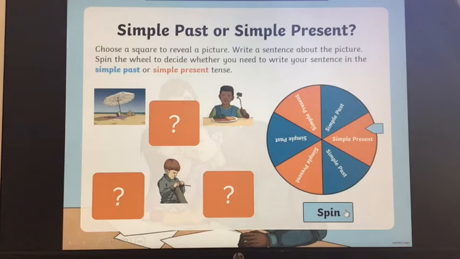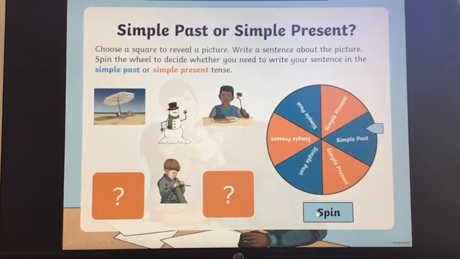I'm going to write, Pete knits every weekend. Pete knits every weekend is something he does often. Off you go, stop the video. Can you write a sentence in the present tense linked to that picture? Let's try one more.